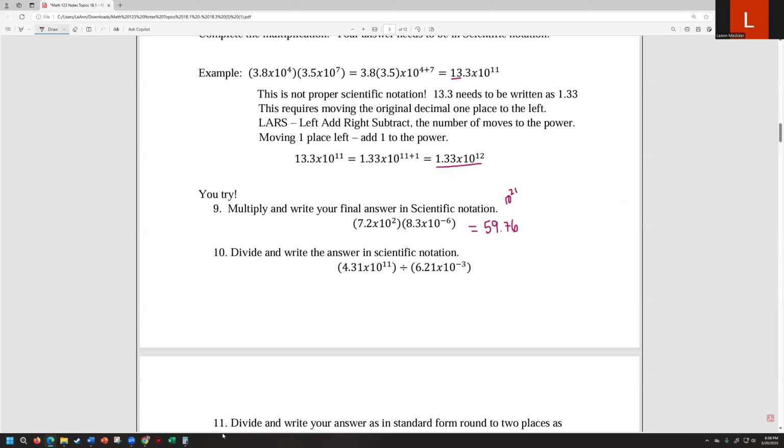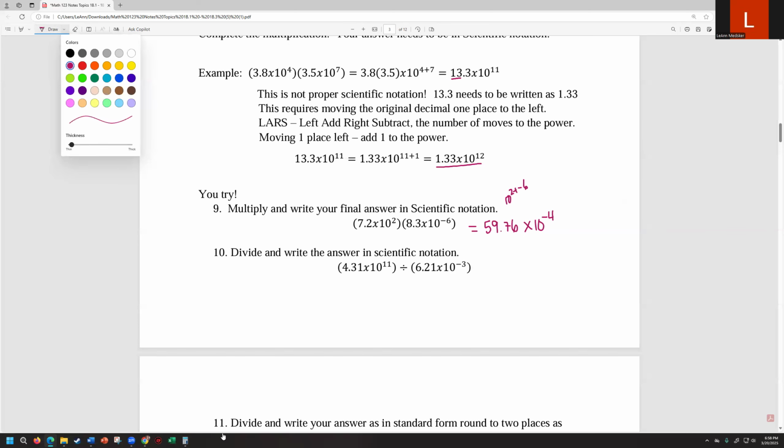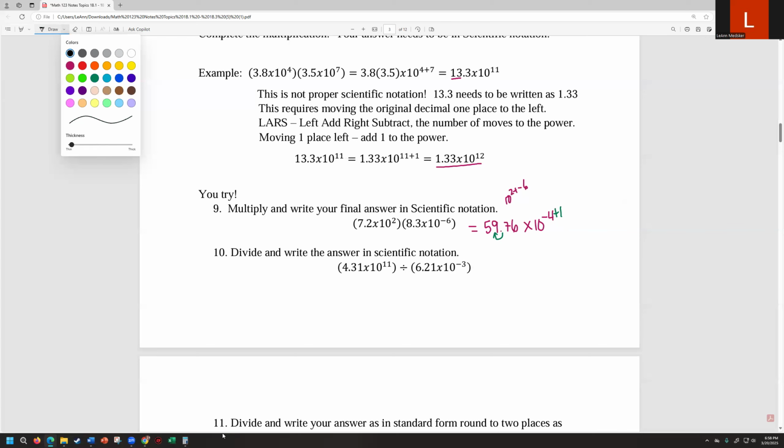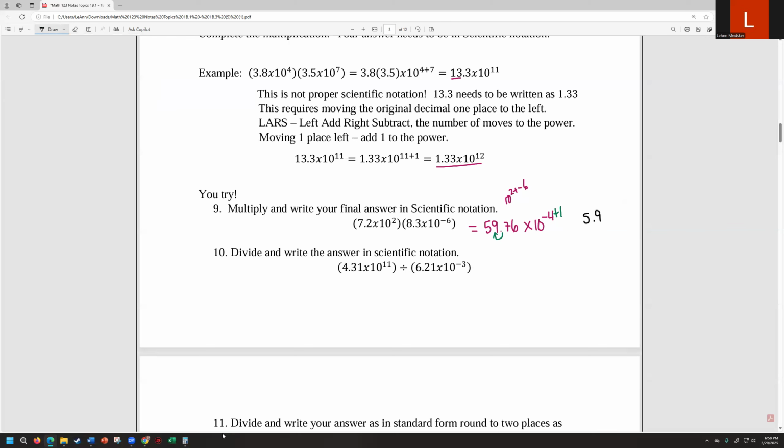Positive 2 plus negative 6. So if you add those together, that's a 10 to a negative 4. Okay, so this is not proper scientific notation. We need that decimal to move one place to the left to fix that, which means we add 1 to our power. So my final answer for this one would be 5.976 times 10 to the negative 3, because negative 4 plus 1 is negative 3.